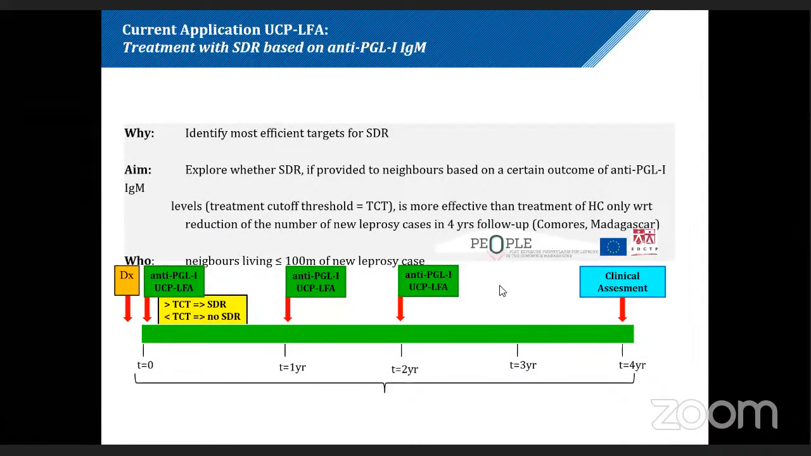And in addition to that, we are working together with the Antwerp group of ITM in the PEOPLE study in the Comoros and Madagascar. And there we explore whether giving SDR to individuals that have tested positive for PD-L1 provides better protection than only providing SDR to direct contacts. So this is also ongoing, and it's a 4-year follow-up study. So we hope to have the results on that in 2 years. So this is all an application of the anti-PD-L1 or the UCP lateral flow study. So you see they're very different.